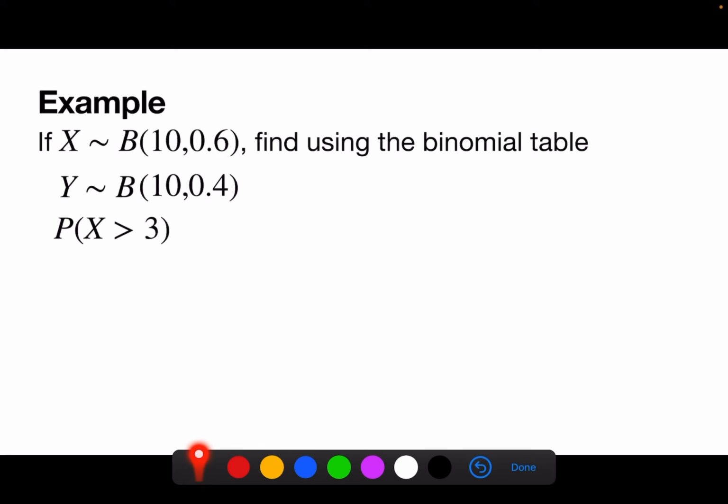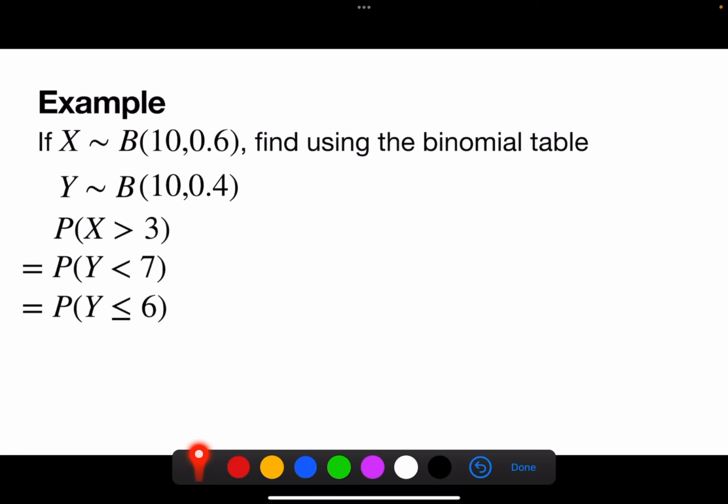Next, probability of x greater than 3. If you do the opposite way, the x will become y, greater than will become less than. Okay, what's the value we're going to put here? 10 minus 3 is 7. The table cannot read less than. What are we going to do? What is actually the value before 7? Less than or equals to 6.